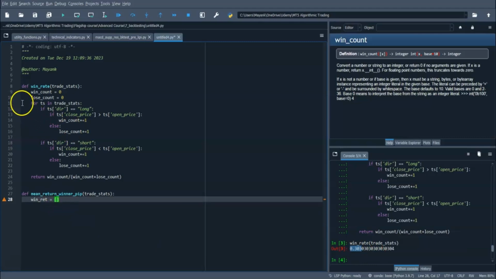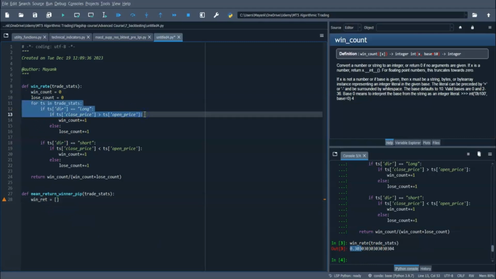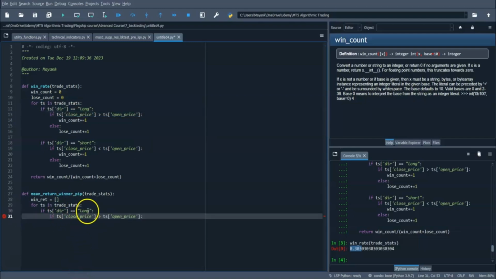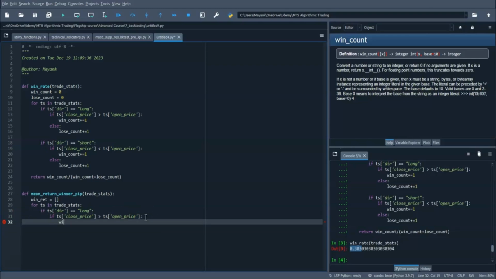Now it would be very similar to that. We first have to figure out whether it's a winning trade or not. So first we'll check the direction. If it is long, we'll check whether the close price is greater than open price or not. And if that's the case, we are going to append to this win return the return.